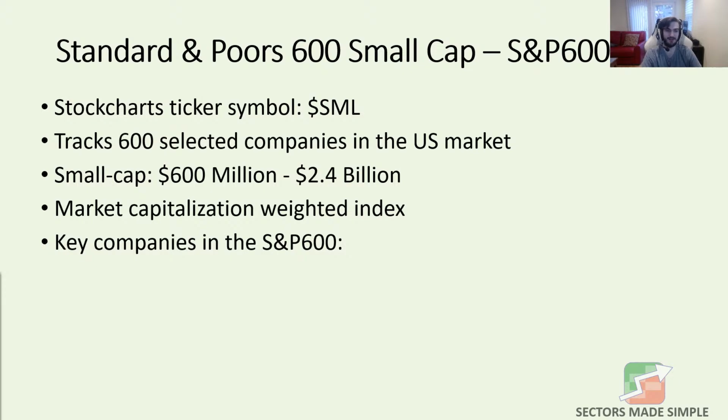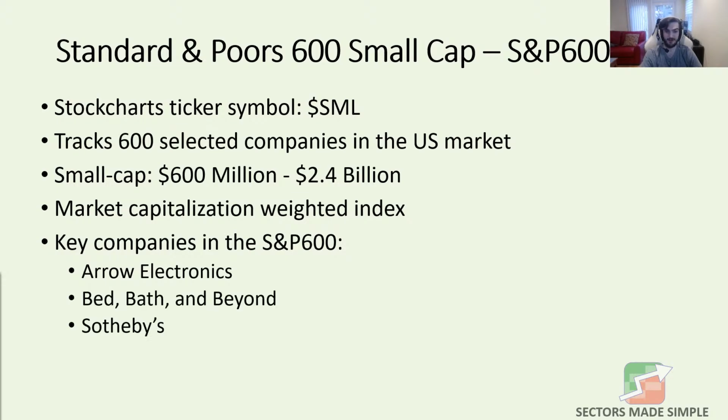And some key companies that you may be familiar with are the semiconductor company Arrow Electronics, Bed Bath & Beyond, Sotheby's, which is an auction company, BJ's Restaurants, and our favorite Roomba manufacturer, iRobot Corporation. Completely unrelated to the movie. So, these are companies that fall within the S&P 600 small cap index.